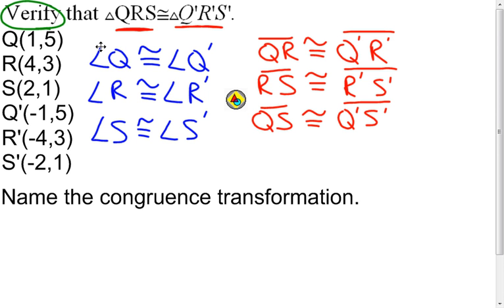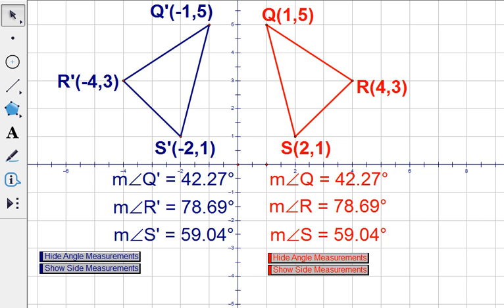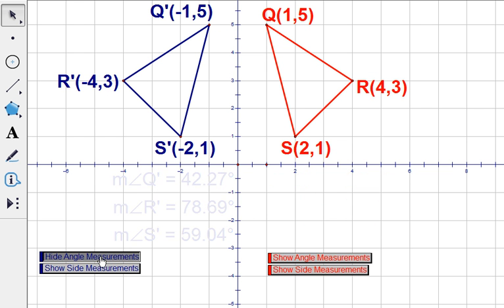Now the last part of this problem is asking us what kind of congruence transformation it is. So I'm going to come back here and I'm going to look at these. Hide everything to make it a little bit easier. I have slide. So did it just slide left to right, up, down, maybe diagonally? Did I rotate it, or did I turn it? Or did I flip it over some line?